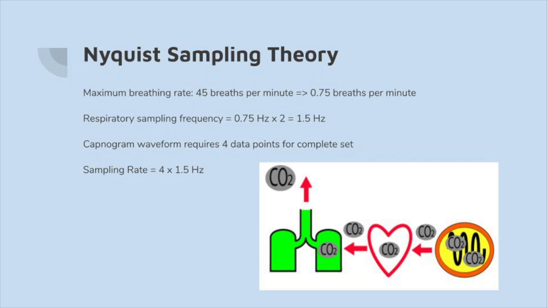The sampling rate for our device was set at 6 Hz. This was done because at a maximum breathing rate of 45 breaths per minute, the frequency is 0.75 Hz. Using the Nyquist sampling theory, the sampling frequency should be double the frequency of the expected signal to prevent any data loss, which is 1.5 Hz. Furthermore, since the waveform of PCO2 requires 4 points to make a complete data set, a sampling rate of 6 Hz should be used to capture all of the points needed to allow for accurate data analysis of PCO2.